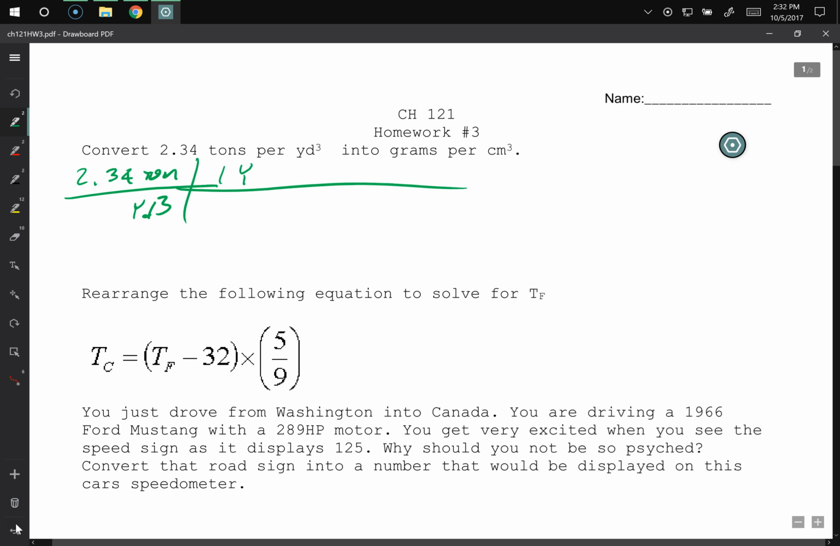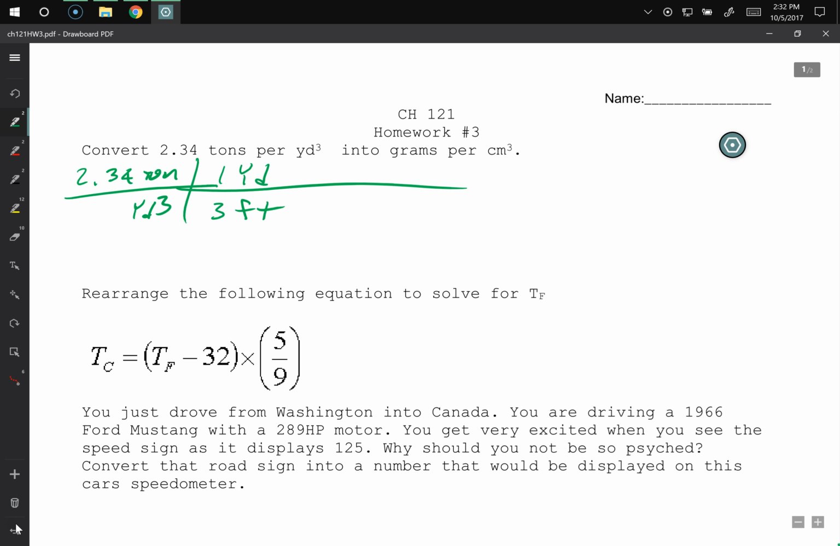So 1 yard is equal to 3 feet. And I'm doing that because I'm trying to get over to the metric system and I need to get through inches and centimeters to do that. So I'll flop those guys over. What happens at this point? What have I done so far?